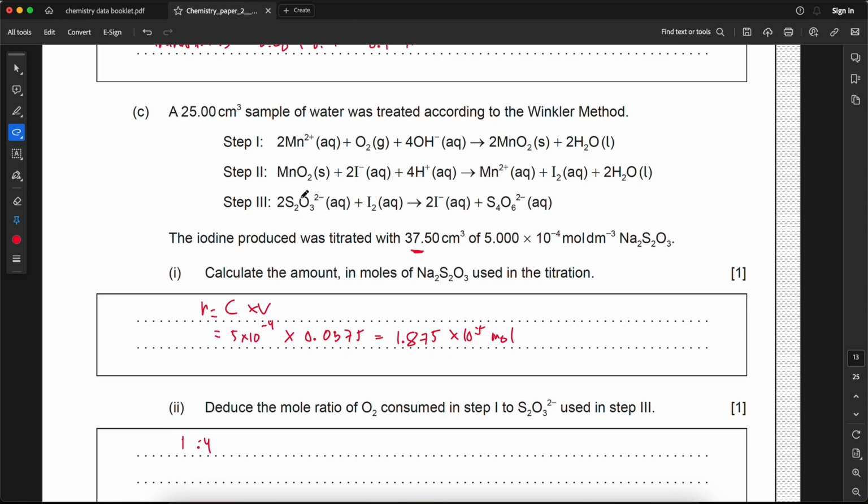Okay, so in step 1, each mole of oxygen produces 2 mole of MnO2 and produces I2. Okay, it reacts with 2 mole of sodium thiosulfate. So there is 2 mole right here, and then it reacts with 2 mole right here as well. That's why it will give 1:4.